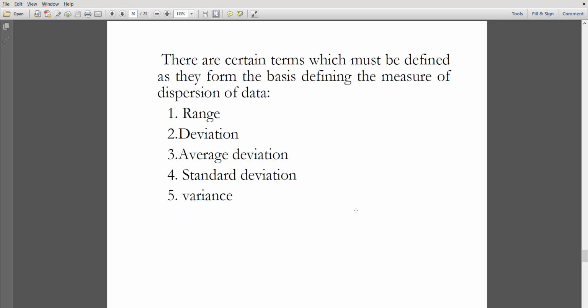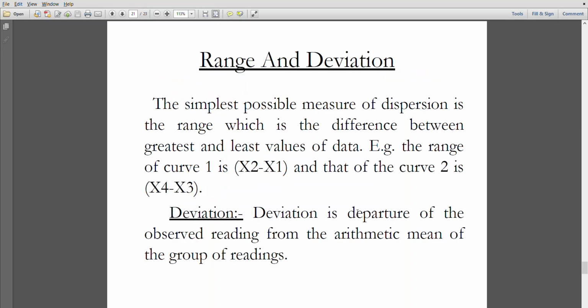These are some basic statistical terminologies that you should learn before entering statistical data analysis. So what are they? Range. Range is the simplest possible measure of dispersion, and it is the difference between the greatest and least values of the data. For example, the range of curve 1 is x2 minus x1, and that of curve 2 is x4 minus x3.